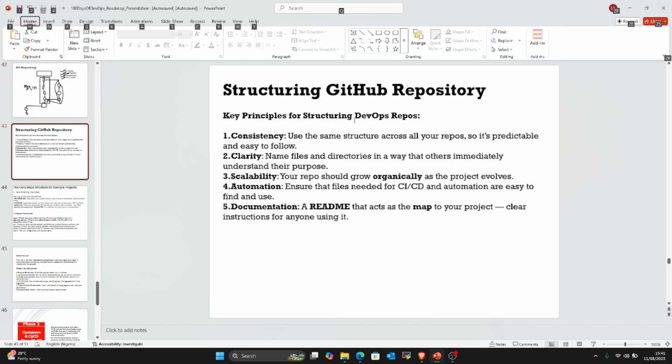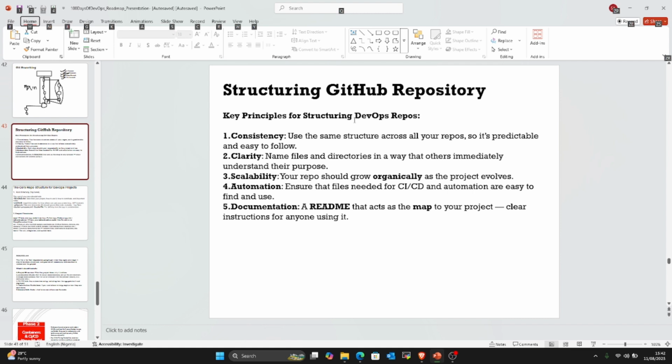Another point you need to consider is clarity. So you name your files in a proper way. I'm pretty sure that each organization has a naming convention for how they name their files. So basically, if they don't have it, then you take it upon yourself to make sure that the names you give to your repositories, your files, your documents are simple and easy to follow.